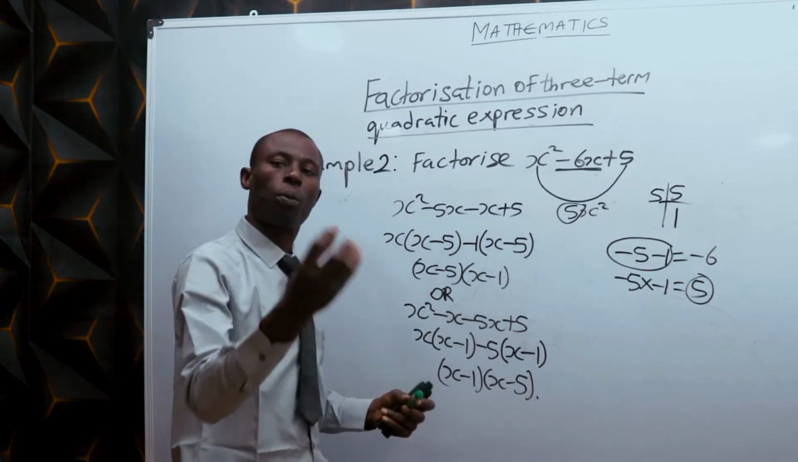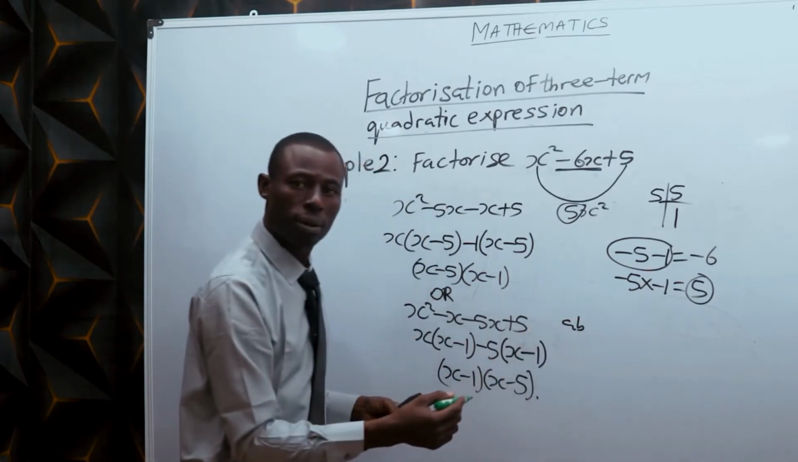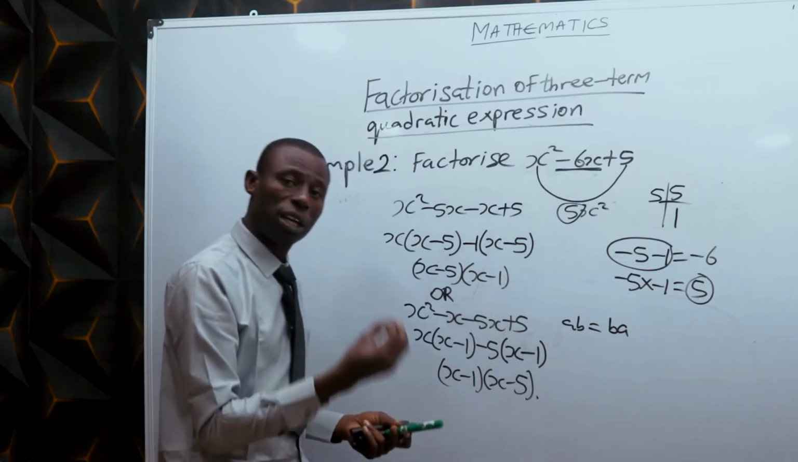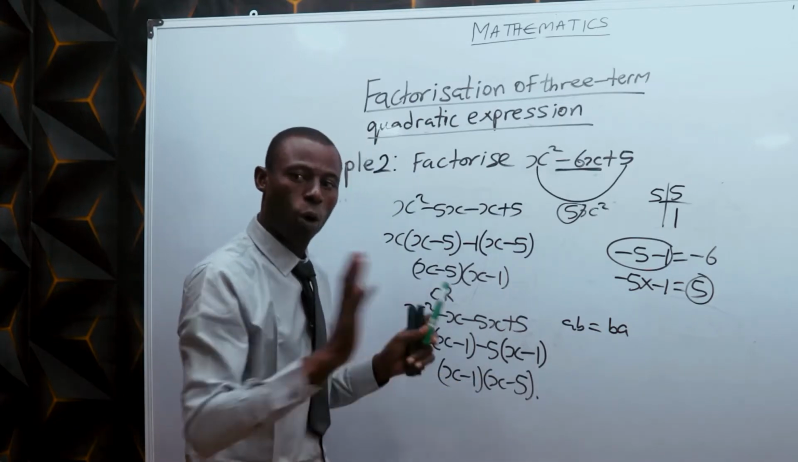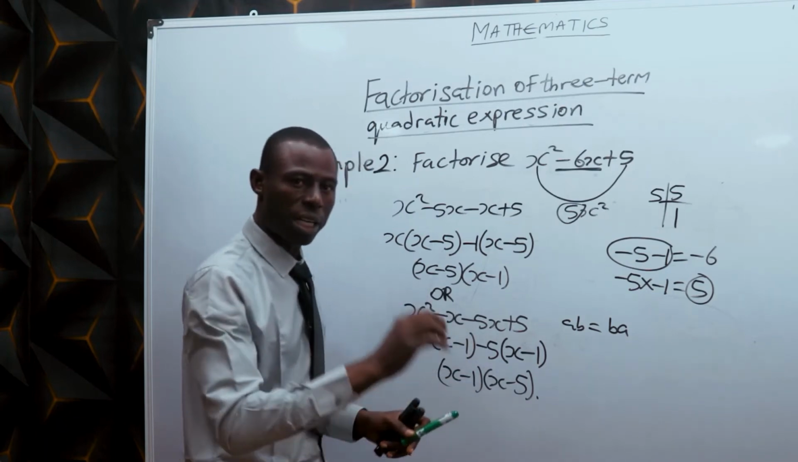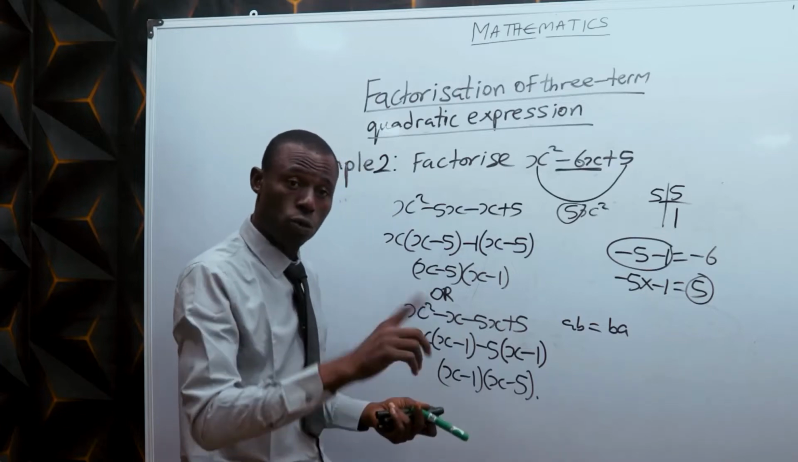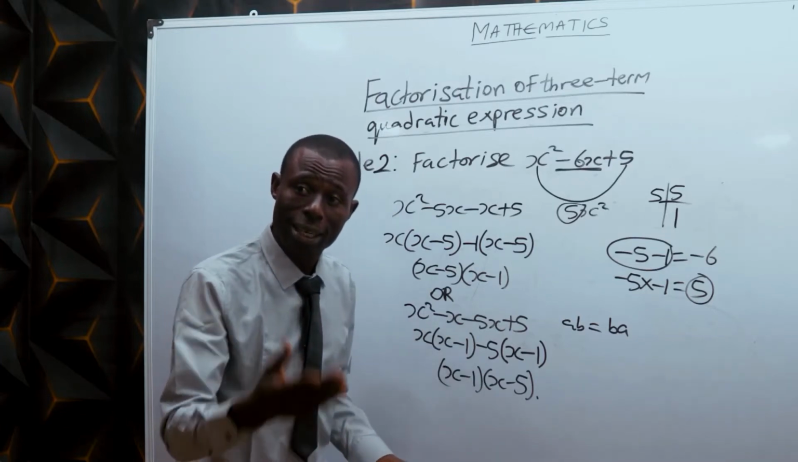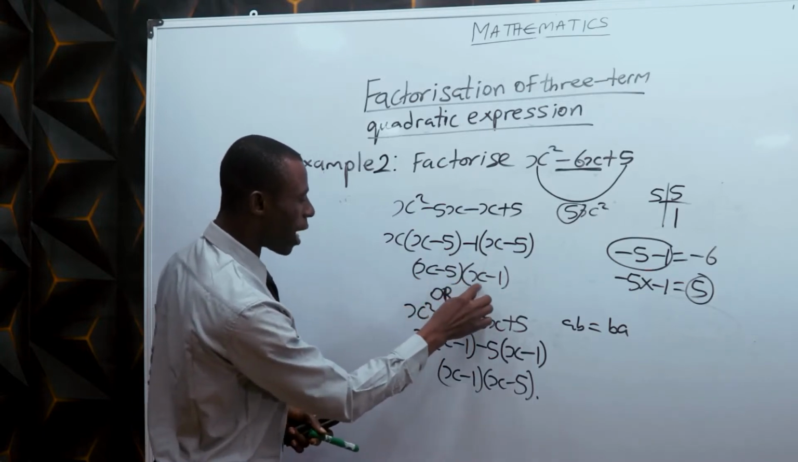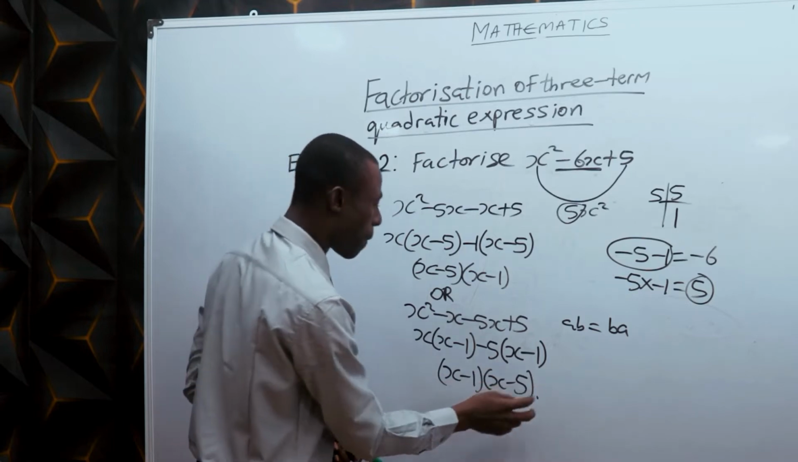Because of the rule of commutativity, when you have AB, it's the same thing as BA, because multiplication and addition are commutative. Addition is commutative, multiplication is commutative. Arrangement does not matter. It's just like 2 times 3 is the same thing as 3 times 2. So having x minus 5 into x minus 1 is the same answer as x minus 1 into x minus 5.